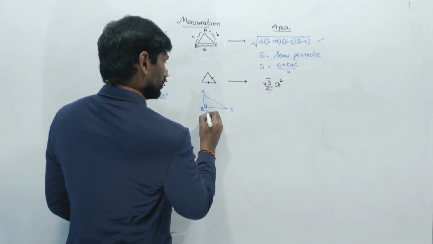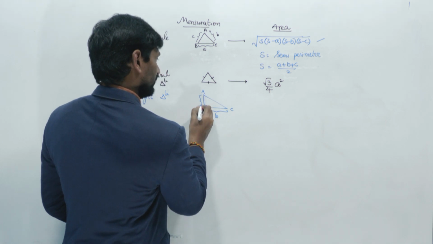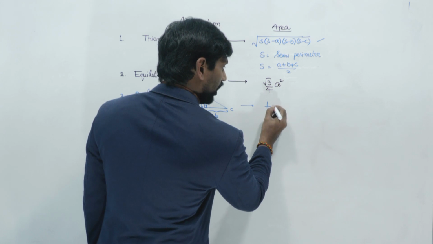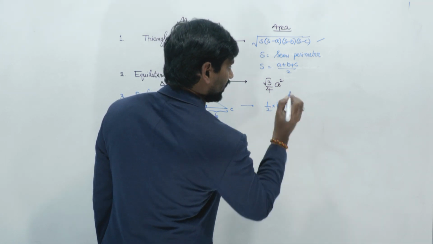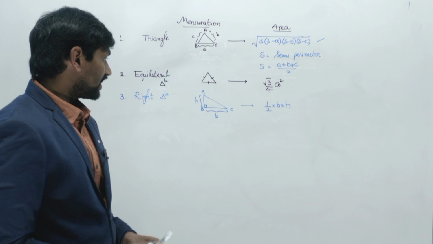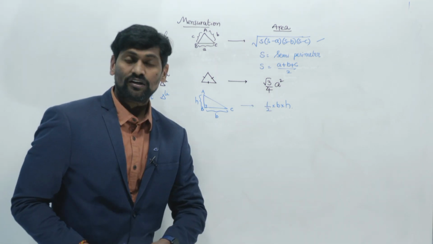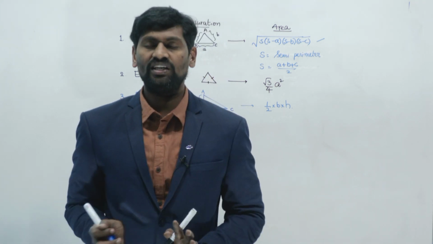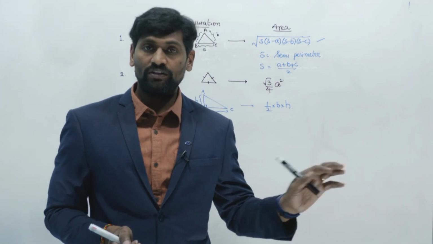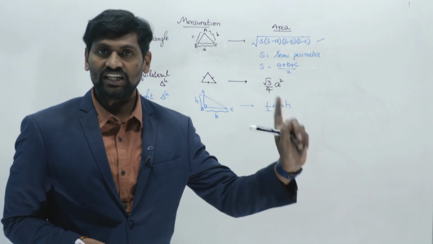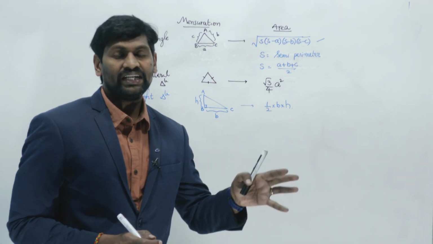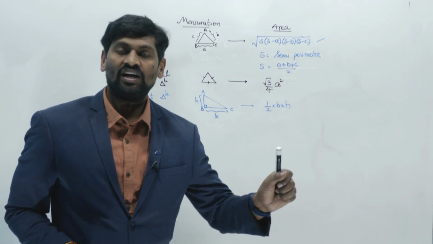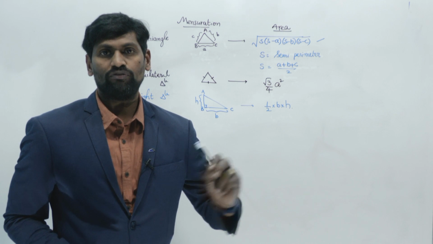Yeah, we can take this one as base and it will be height. So simply, area of a triangle is half base into height. Area of a right angle triangle is half base into height. Or if you know the height and base of a triangle, for any triangle, we can use this formula. It should not always be a right angle triangle. If you know the height and base measurements of a triangle, we can directly use the formula and identify the area of it.